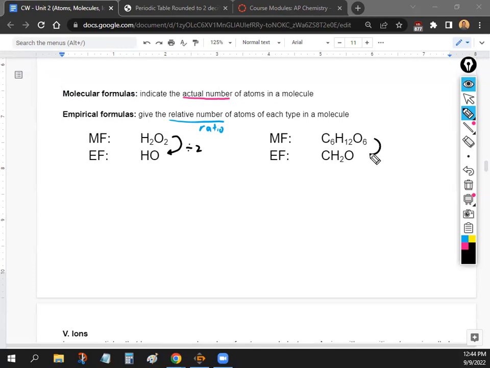We can do that with glucose as well, C6H12O6. We can divide by the greatest common factor, which is 6, and get CH2O. Again, it tells you the ratio between all the elements inside that molecule. So if you want to go from molecular to empirical, all you're going to do is divide by the greatest common factor. You guys might have heard that term before in your math classes.